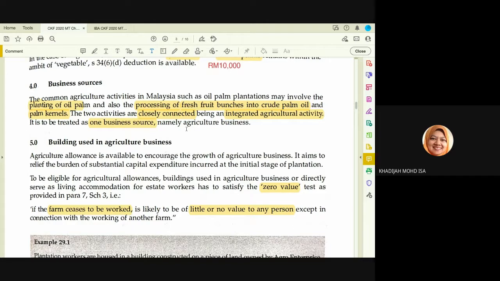What is the difference between having one business source and 3 business sources? One for planting, the other one for processing, the other one for selling. So which one?